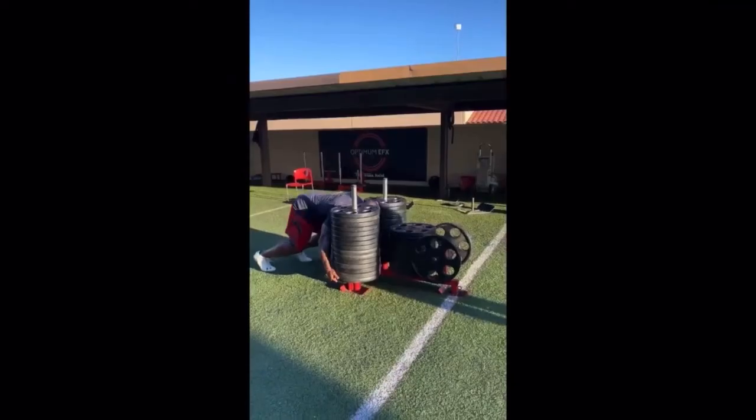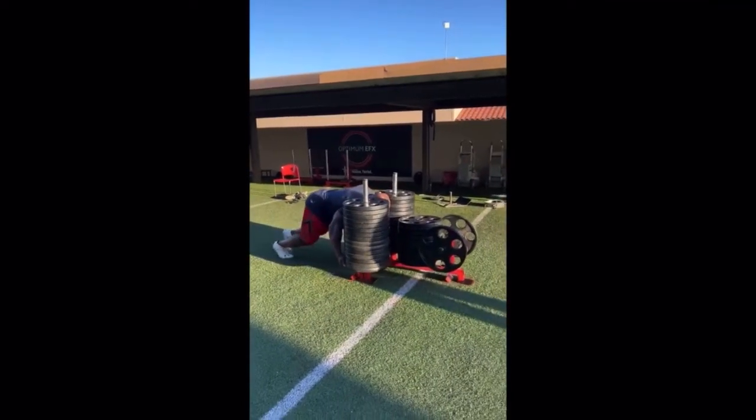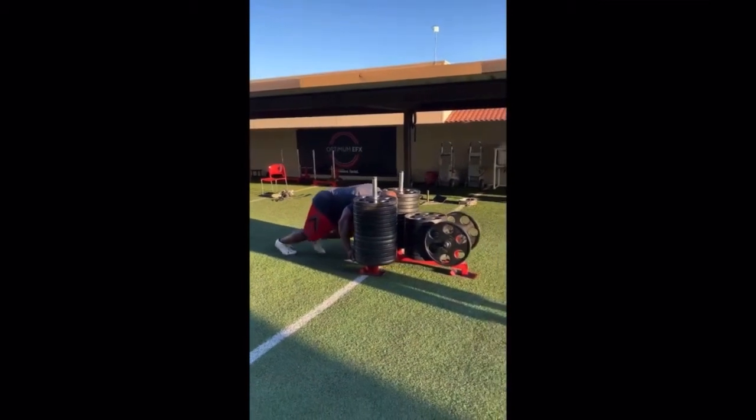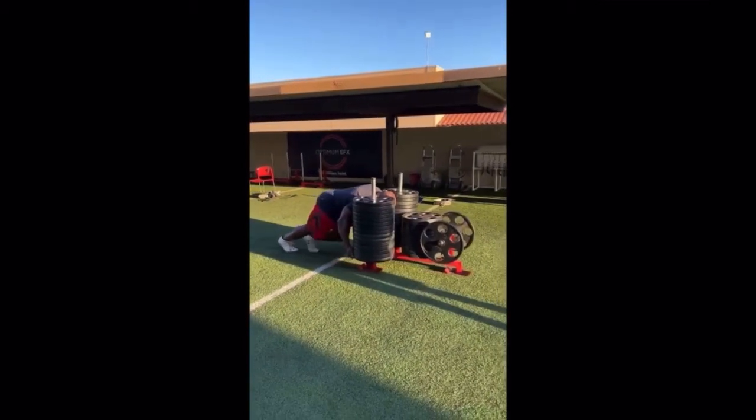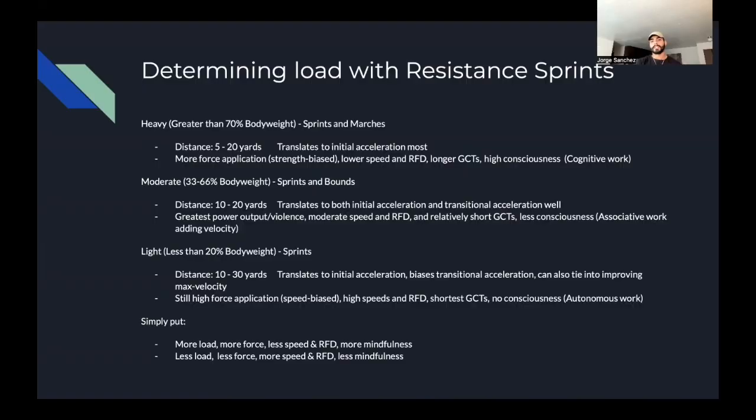Now, with heavy loads, we're talking loads greater than 70% of your body weight on the sled or prowler to either do sprints or marches with. Now, when using loads this heavy, we want to keep the distance between 5 to 20 yards. This will largely translate to that initial acceleration of 0 to 10 yards because of the strength required to move this heavy of loads.